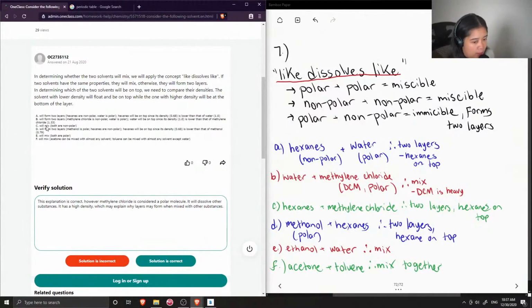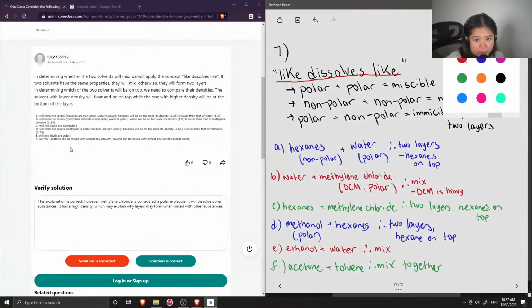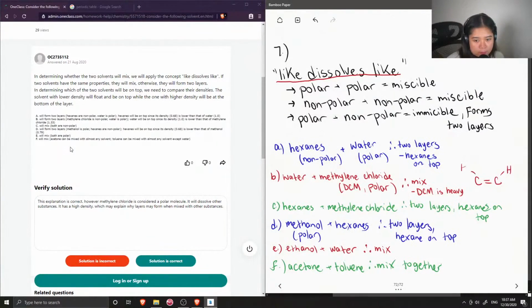They said that methylene chloride is nonpolar, but it is still considered a polar molecule. So I'll write down the structure of methylene chloride. This is the structure. It contains two chlorine atoms, which are both electronegative, so it will form a dipole moment within the molecule.